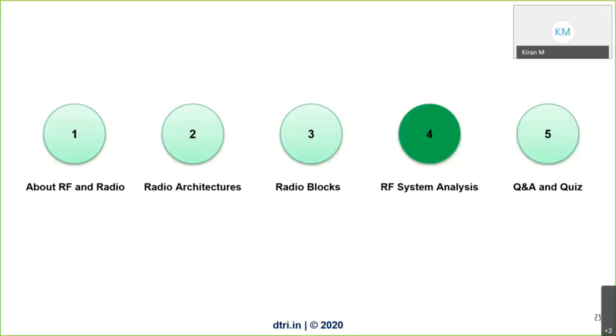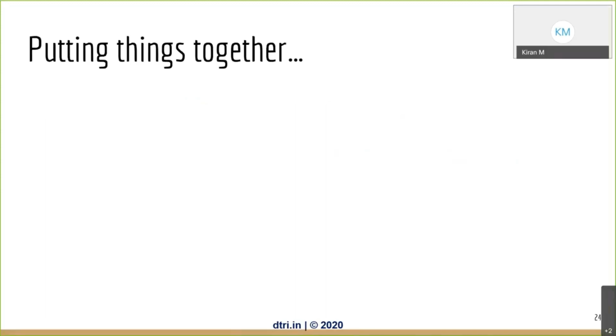Okay, let's continue. So this is the last section, RF system analysis. Now putting together some basic understanding: what is an RF video, key terminologies. We have looked at architectures, we have looked at different blocks, we have looked at PA, LNA, filters, we have looked at sensitivity, noise figure, gain, attenuation, right? We'll put together all of those things and we'll do some very basic calculation for the transmitter and for the receiver.